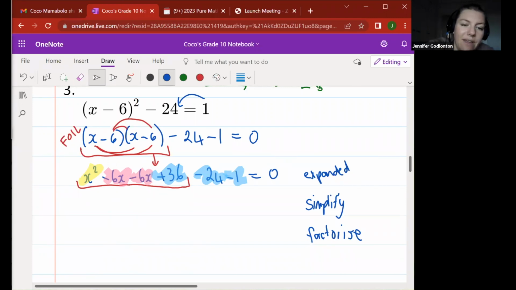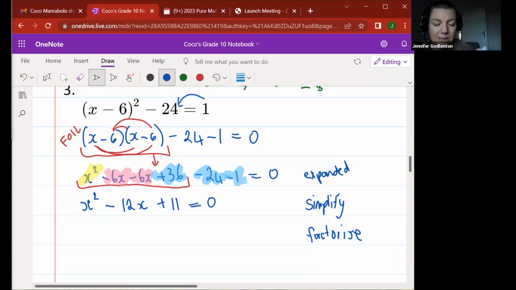Okay, so we're going to have x squared. Then we have negative 6 minus another 6, which is negative 12x. Then we've got this 36. So we have 36, we're minusing 24, and then we are minusing another 1, and we are going to get positive 11, and that is equal to 0. Okay, so all we've done there is we simplified by grouping together our like terms.